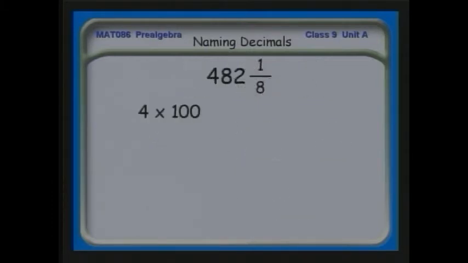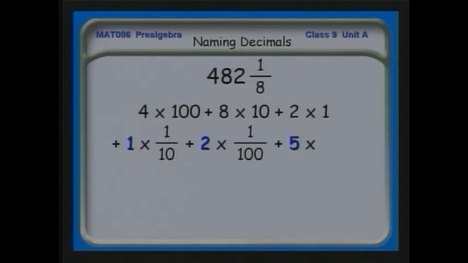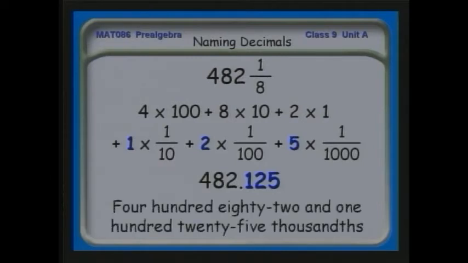Now I can go after writing this as an equivalent decimal expression, but again, I want you to notice how this follows decreasing powers of 10 going from left to right. I have the 482, decimal point 125. Again, that fits our pattern. And I would read this as 482 and 125 thousandths.